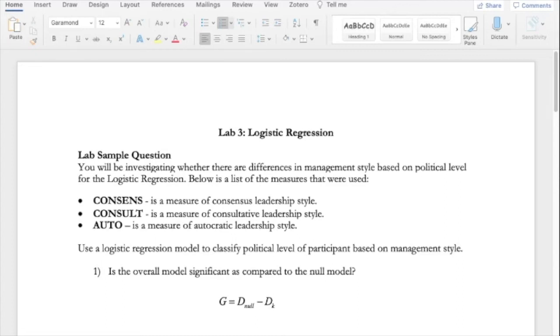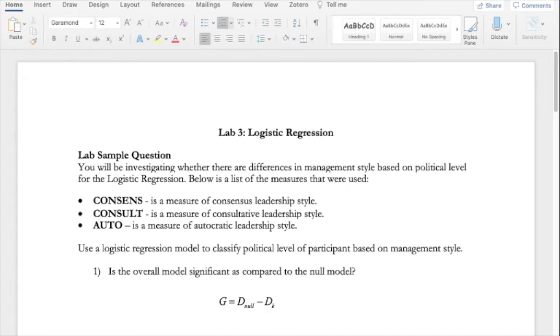Okay, so for next week's lab, we're going to be looking at logistic regression. Logistic regression is very similar to discriminant function analysis that we covered this week. And so we're going to be using the same data set for it. So again, we're looking at consensus, consult, and autocratic, which are different leadership styles.